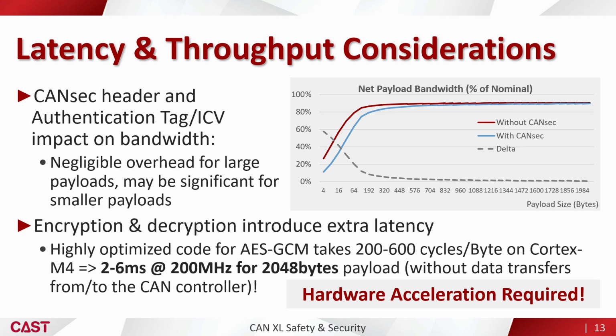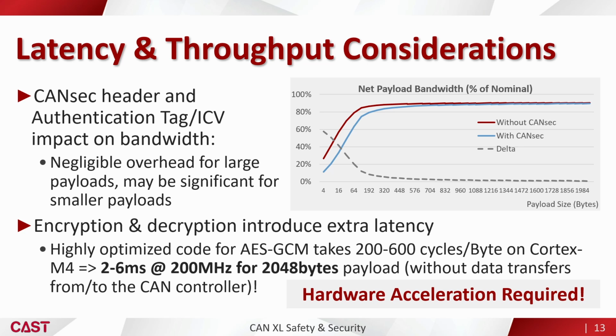At 64 bytes, in the CAN FD range, the overhead is around 20%. The good news is that above 128 bytes, the overhead falls into single-digit percentages, and above 960 bytes, it is less than 2%. But bandwidth is only half the story.